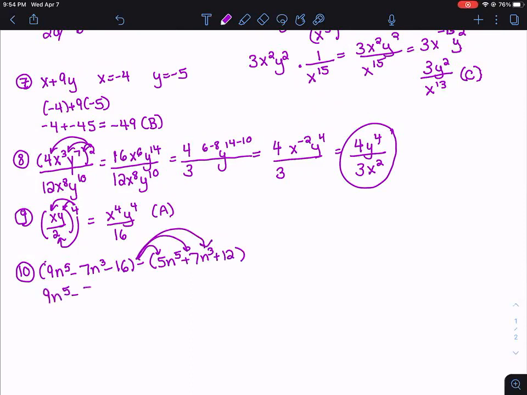So this would be 9n to the 5th, and so on. So this becomes negative 5n to the 5th minus 7n to the 3rd minus 12. 9n to the 5th minus 5n to the 5th is 4n to the 5th. Negative 7n to the 3rd and another negative 7n to the 3rd is negative 14n to the 3rd. And negative 16 minus 12 is negative 28. That is choice C.